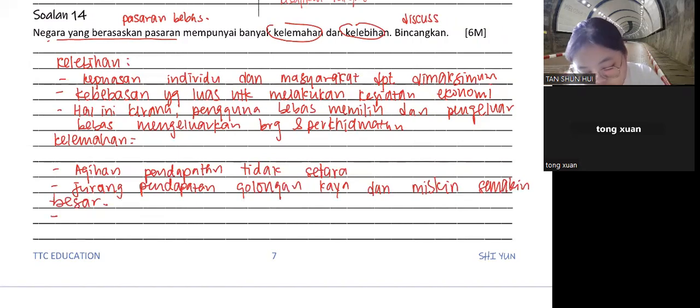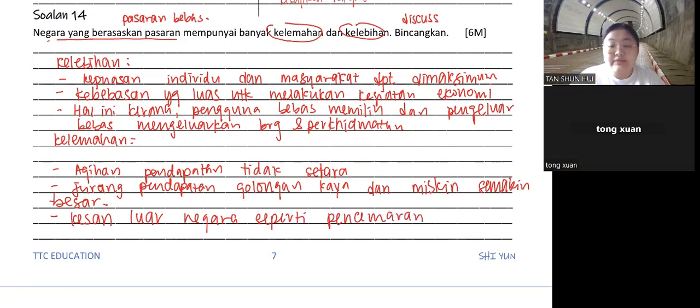And one more, you can say what? Risiko kesilapan is for perancangan pusat. For pasaran bebas, the bad thing is the negative effects, what we have called kesan luaran negatif, seperti pencemaran. Normally, they were facing all these problems. Okay, pollutions.